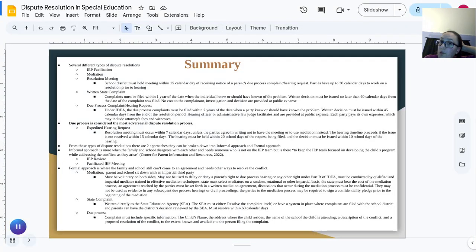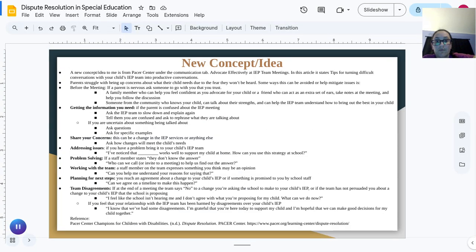Then we also have due process. The complaint must include specific information such as the child's name, the address where they reside, the name of the school they are attending, a description of the conflict, and a proposed resolution of the conflict to the extent known and available to the person filing the complaint.